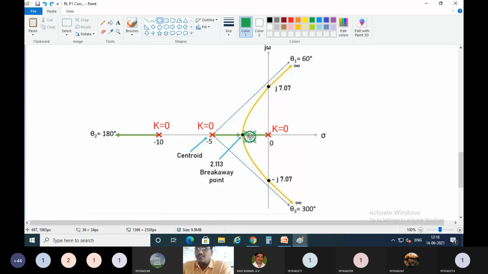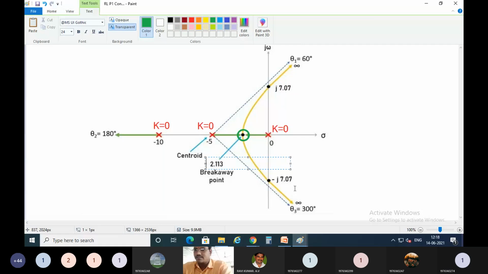That is one root locus branch. Another root locus branch starts at minus 5, and it is moving towards the right side. They are going to meet at one point. What is that point called? Breakaway point. So they meet at the breakaway point. How much is the value? That is minus 2.113. The breakaway point is minus 2.113.